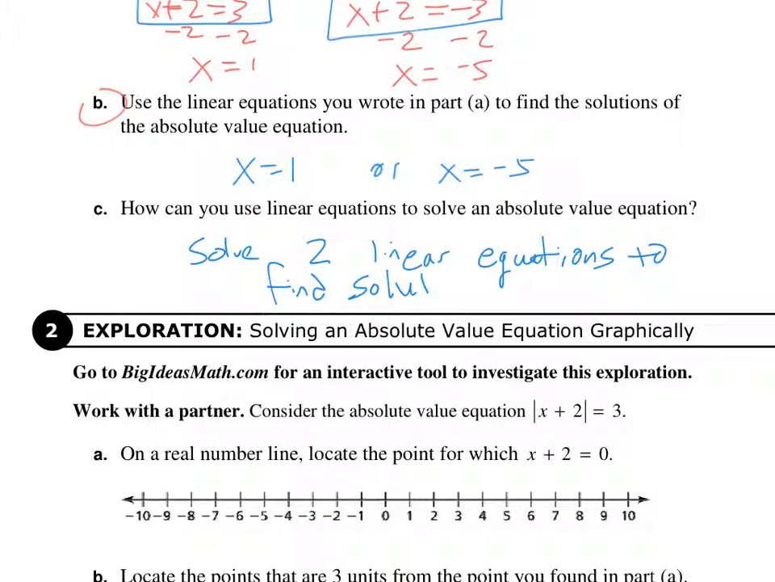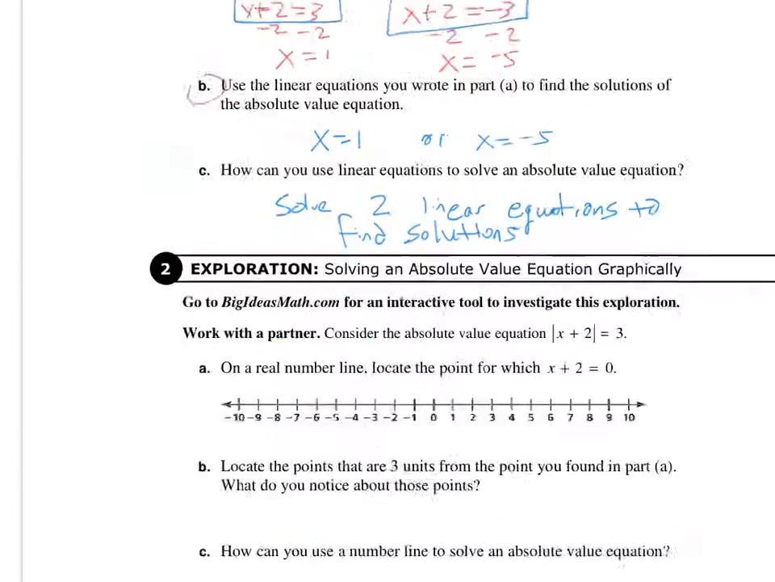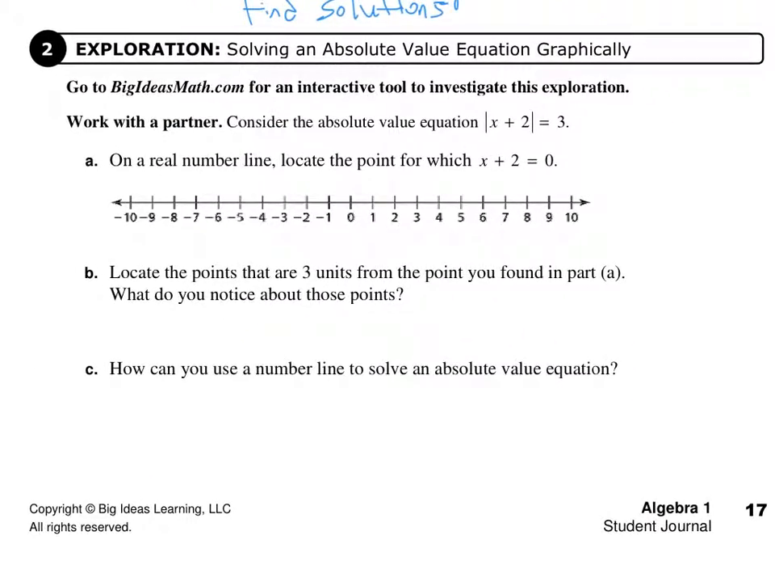So let's think about this now on a number line. We want to graph these things and see where they are, because absolute value means distance. Let's find a point on a real number line. Let's locate a point for which x plus 2 equals 0. Well, the answer for this would be negative 2.